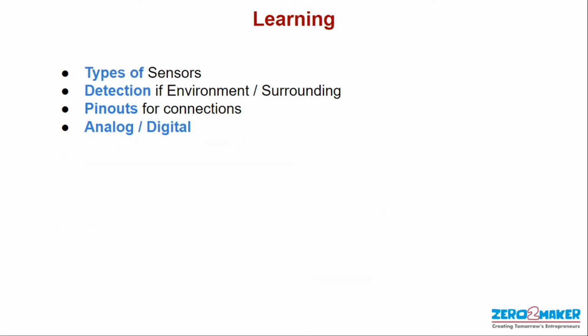So today what we are going to cover is types of sensor. You will get to know how many types of sensors there are in the market and how they are used. Then we will see how they are used for detecting the environment and surroundings, so what kind of environment we can detect. Then we will go forward with how they are connected to different pinouts. Each sensor has a different kind of pinout and structure, so we will learn that in today's session, and we will also learn what analog and digital mean according to their pinouts.